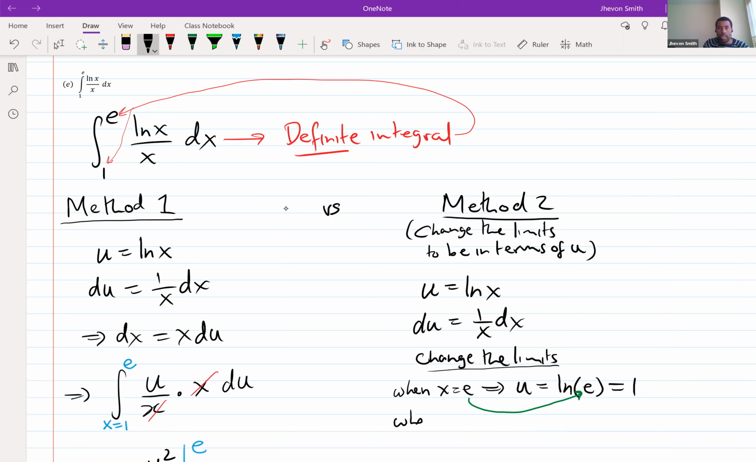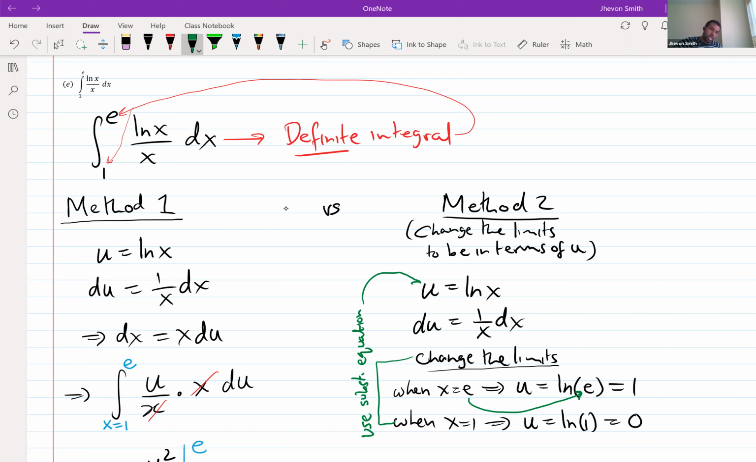Then when x equals 1, you would plug it into the substitution equation. u equals ln of 1, which we now know is 0. Okay, so you can change the limits to do this. Use the substitution equation, which is this guy. So when you change the limits, you use your substitution equation, u equals blah. You're going to plug in the x's in that expression and find new numbers.